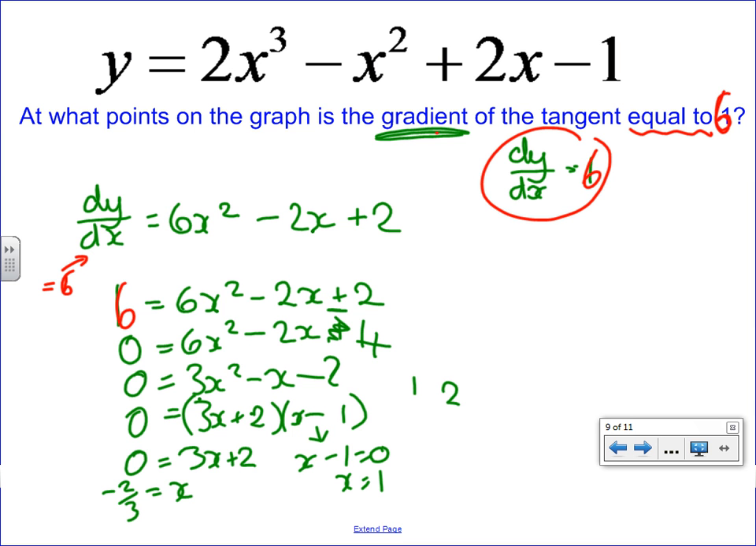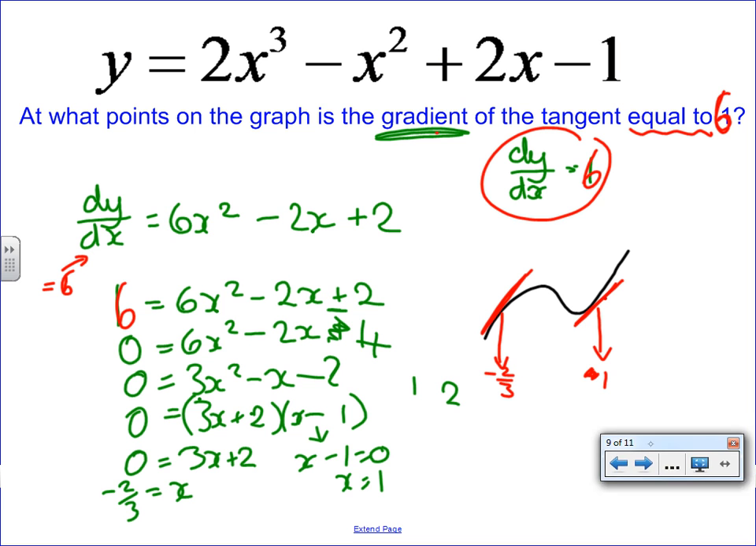So the points on the graph where the gradient is equal to 6 are, if we look at our original cubic, going to be where it's quite steep. So it's probably here somewhere, and then also over there. And we found out that this x coordinate is minus 2/3, and that x coordinate is 1. So those are the 2 points.